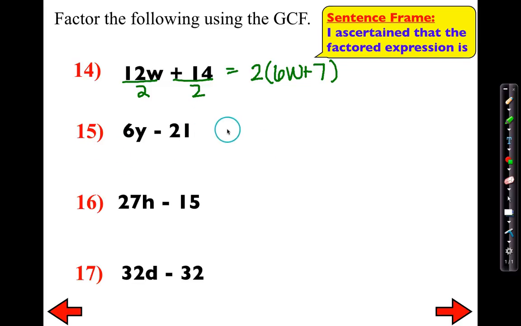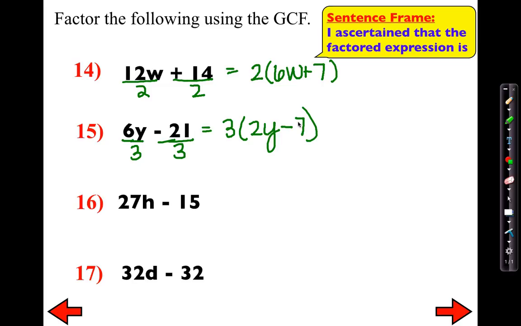Number 15 here, the greatest common factor between 6 and 21, I'm going to go with 3. So we're going to divide each term by a 3. Here, 6y divided by 3 is going to be 2y. Negative 21 divided by 3 is going to be a negative 7, so that would be our answer.